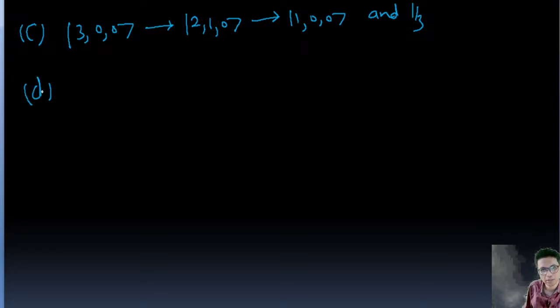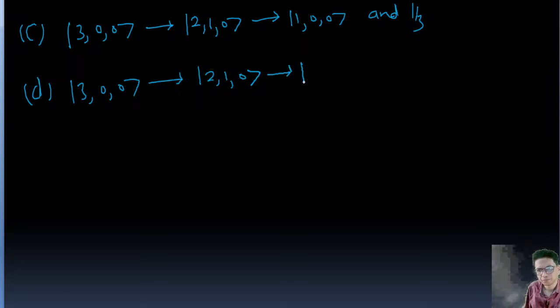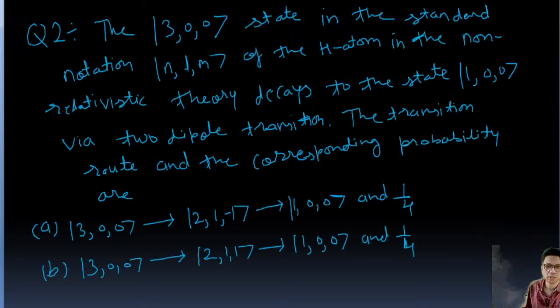And option D is 3, 0, 0, then 2, 1, 0, then 1, 0, 0, and probability 2 by 3. Okay, so this is the question, guys.